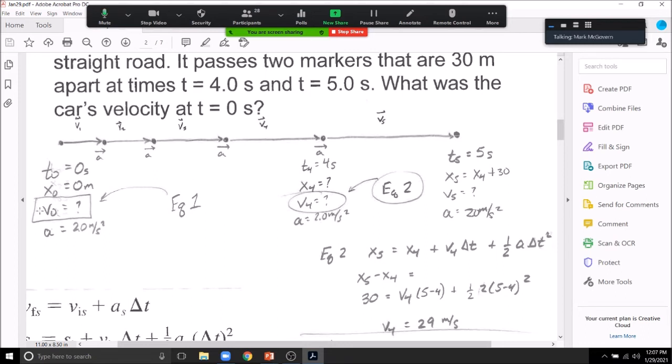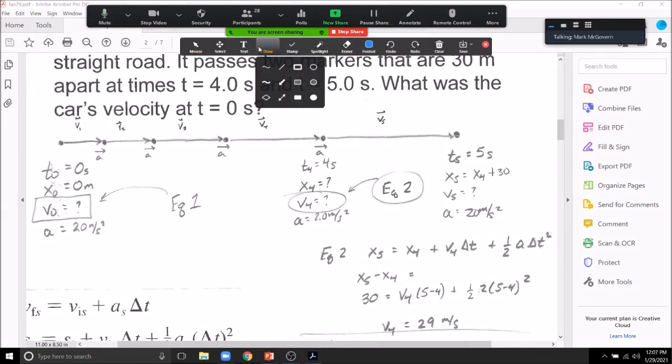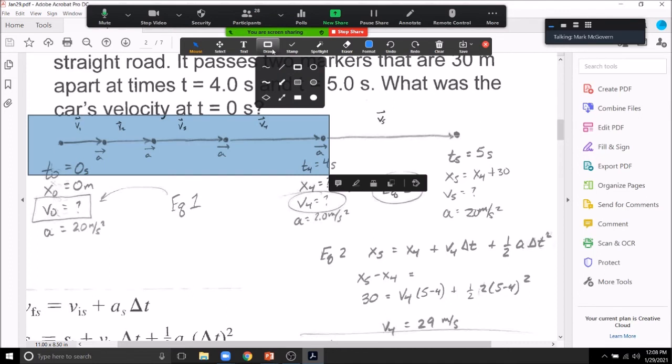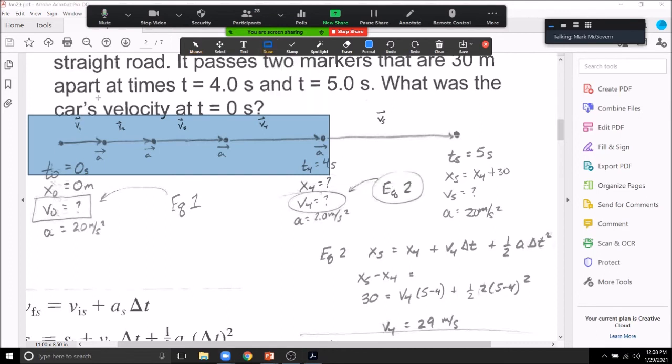I'm asked for the velocity at t equals 0 seconds. So what I boxed over here, what I need to know. And is there anything in the problem that's going to act as a support that helps me figure that out? Well, velocity 4 is something I'm going to need to know to figure out the initial velocity. Now, let me show you something here. We have done the physics. The physics is completed. What I'm going to box here in blue.